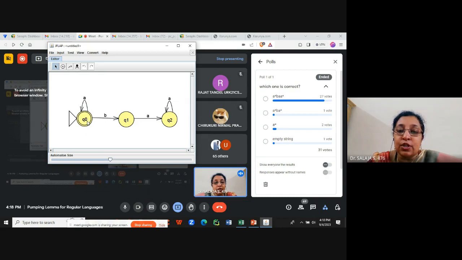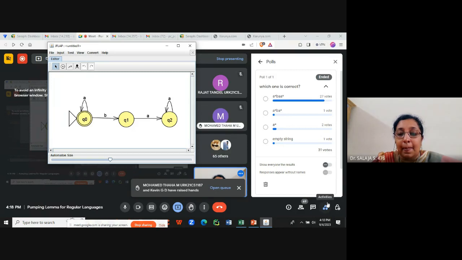Because after Q0, you have transitions to Q1 and Q2. From Q1 and Q2, we will never be able to reach back to Q0, the final state. And therefore, a closure is the regular expression. It is not a closure, b a closure, because Q2 is not the final state. Is it clear? If it's clear, you can raise your hands, or else you have to say repeat in the box.